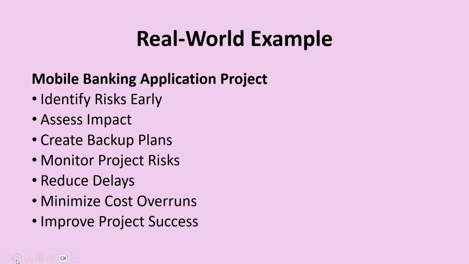Let's consider a real-world example. Imagine a bank is developing a mobile banking application. Potential risks include changing requirements, developer unavailability, security issues and testing delays. The project manager identifies these risks early, develops mitigation plans and monitors them throughout the project. By managing the risk proactively, the project has a much higher chance of success.